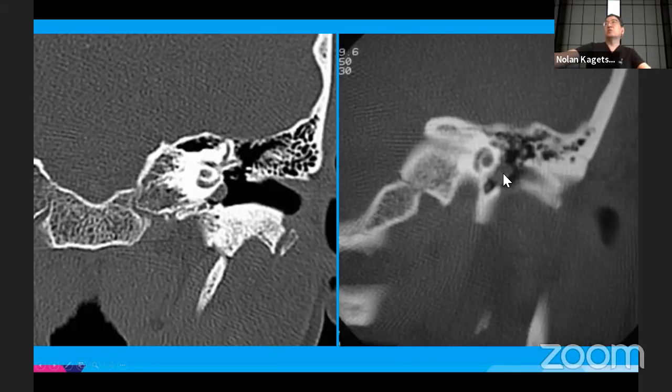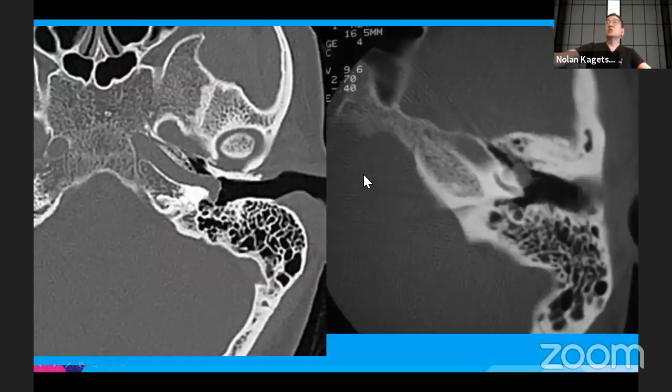You could argue, yeah, they're kind of similar, but they're actually very different entities. These are the axial images of the same patient. And you can see that this soft tissue is in the middle ear, and there's no connection with this soft tissue, which is the internal carotid artery. And you can see this piece of bone, we call that a bony carotid plate.